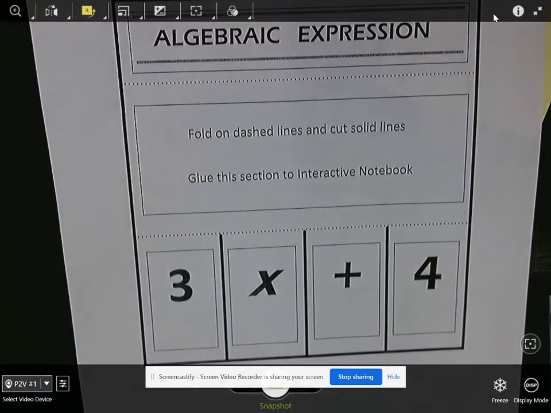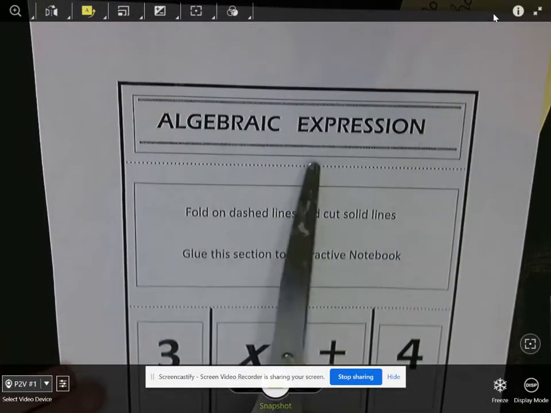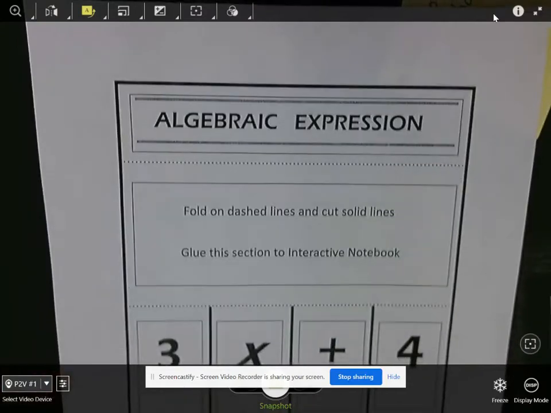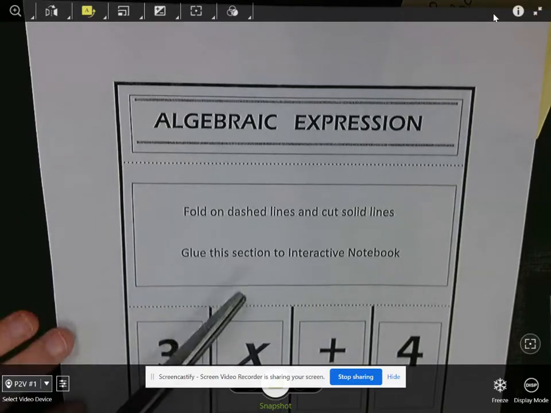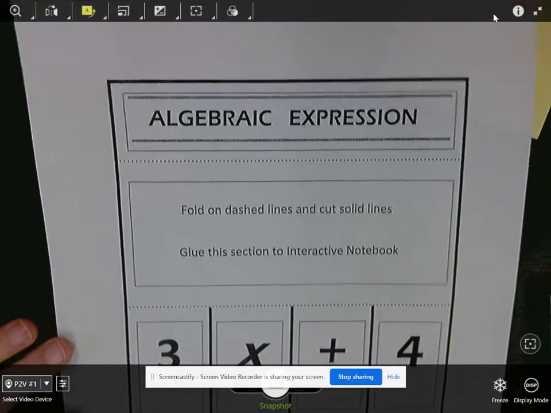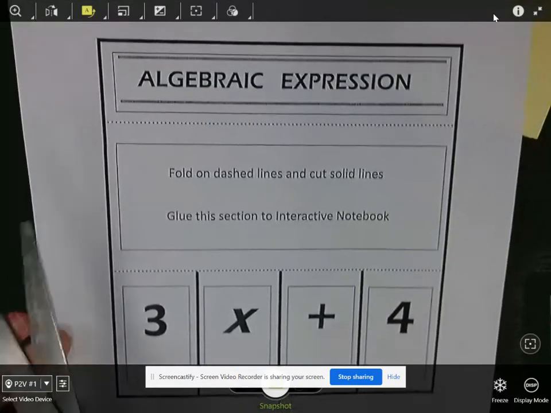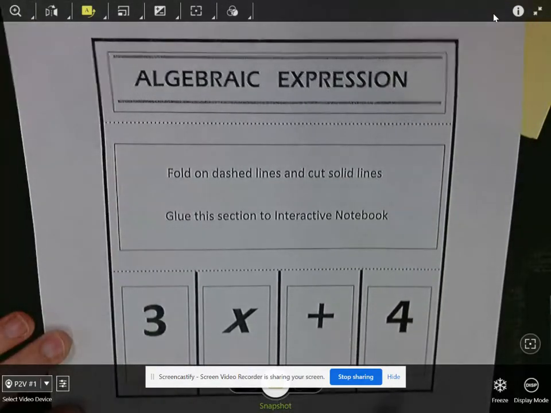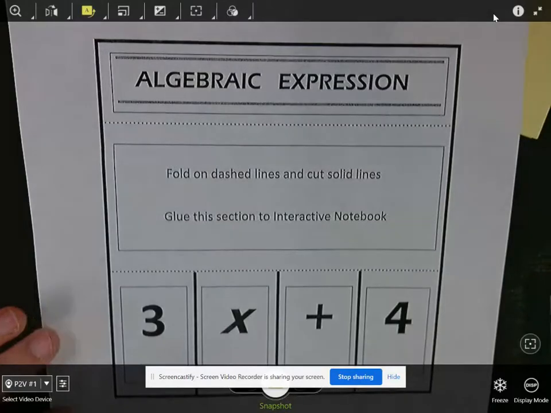Hello guys, today we're starting section 4.1, Algebraic Expressions. In your notebook, you should already have page 15, 4.1, Algebraic Expressions, and you will just glue this onto the next page. Okay? Alright, so the first thing we're going to do is cut out around the bold line. So we're going to cut that rectangle out.